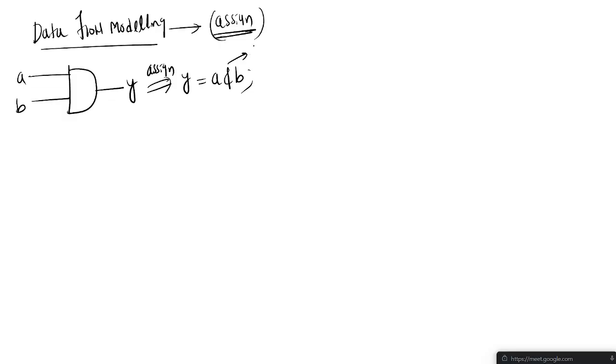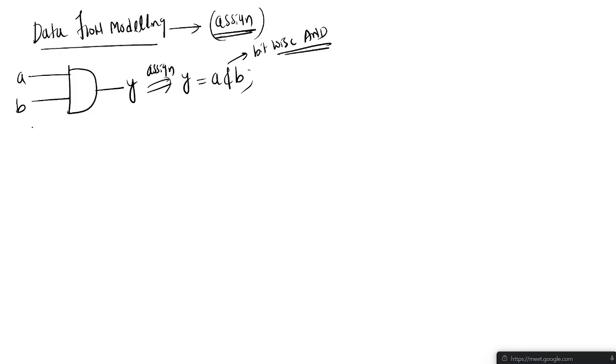Assign y equal to a and b. This is nothing but the bitwise and operator. We will discuss the operators separately, so just remember this is a bitwise and operator. Did you understand? Yes, sir. Data types we will also discuss.